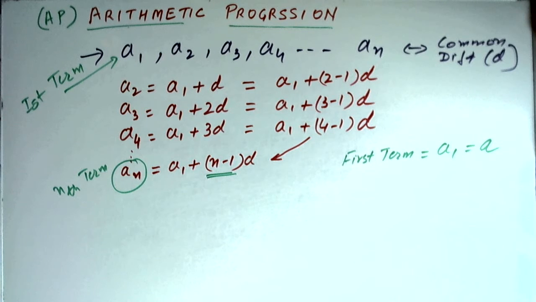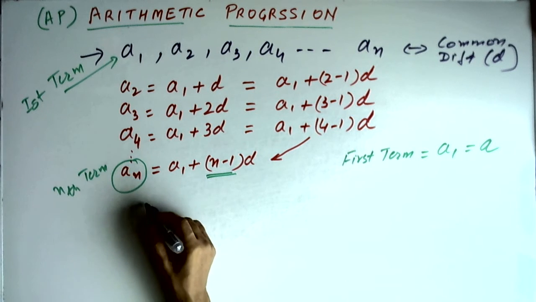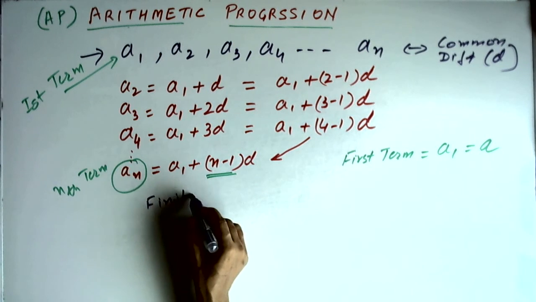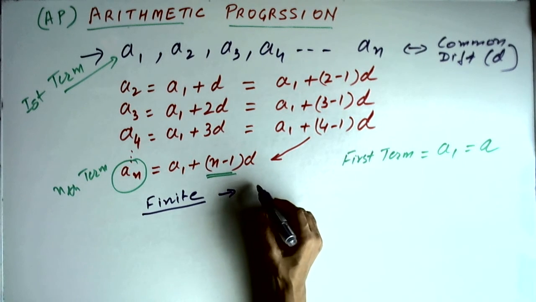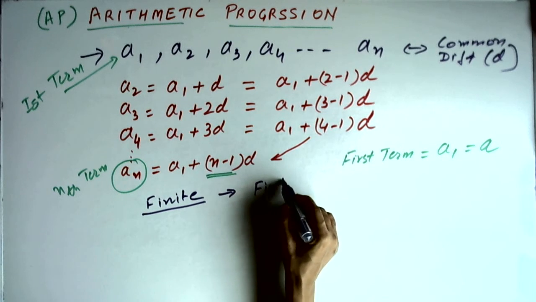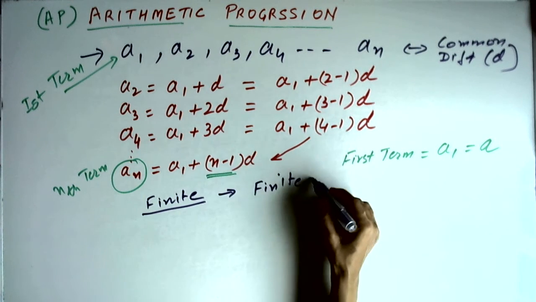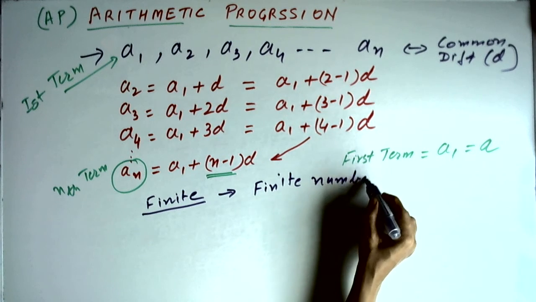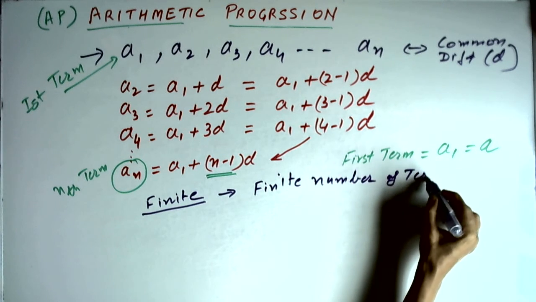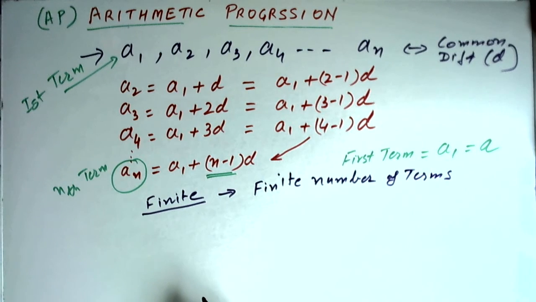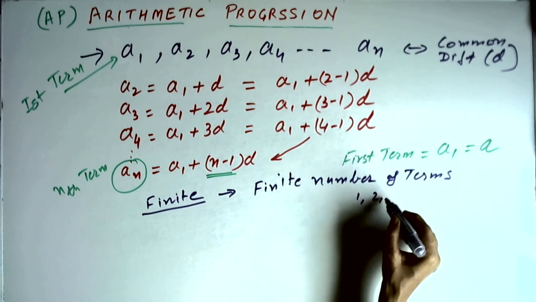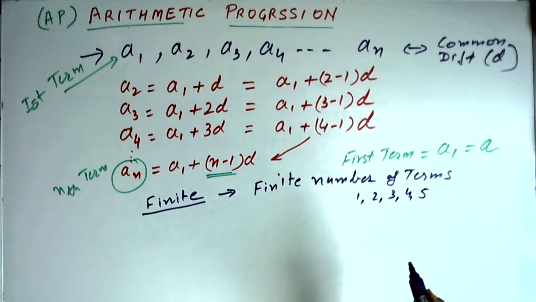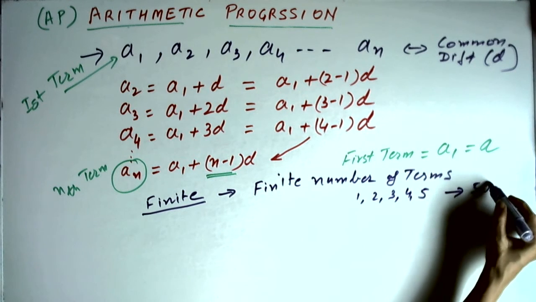Now, there are two types of arithmetic progression. One is called finite, and finite means having a finite number of terms. So suppose we write 1, 2, 3, 4, 5. How many terms do we have? We have 5 terms.